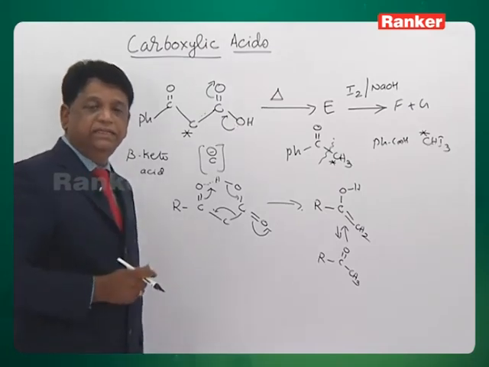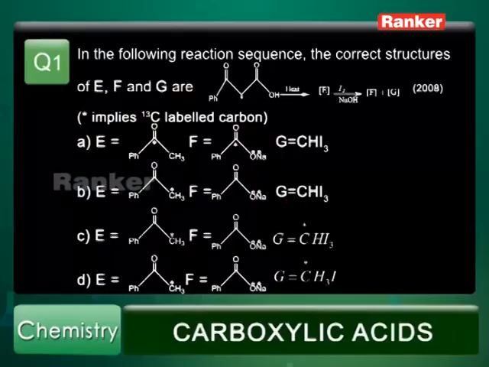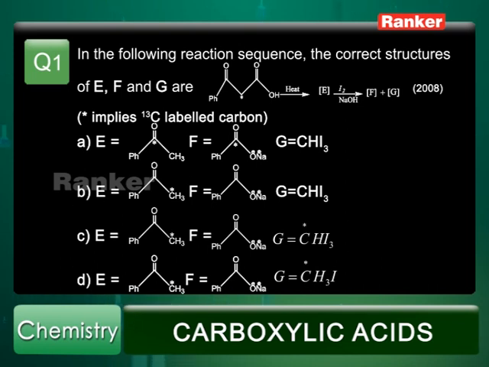So let us see the options. E is acetophenone, exactly right. F is a benzoic acid, but the star is given on the carbonyl, that is wrong. So iodoform is there, correct, but the option goes wrong. So B is also acetophenone, and benzoic acid is there, but the star carbon is on the last carbon, nowhere it is shown, isn't it? So therefore option B is wrong.